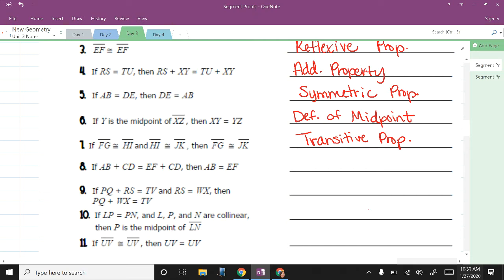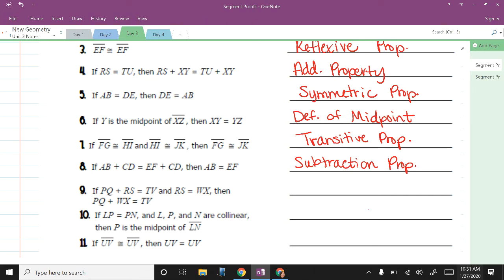Yeah, they got rid of CD on both sides, right? What property says I can get rid of them on both sides? Yeah, they add them on both sides, so I can get rid of them using subtraction. So that's the subtraction property of equality. Very good. And make sure you don't abbreviate subtraction, because it could be substitution.